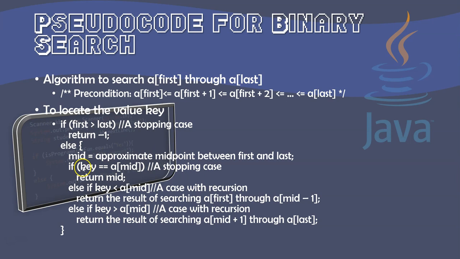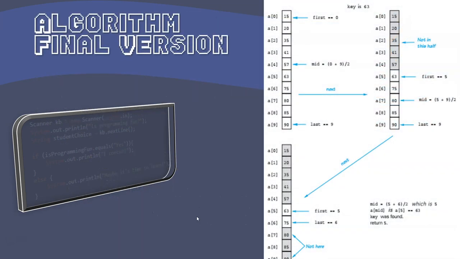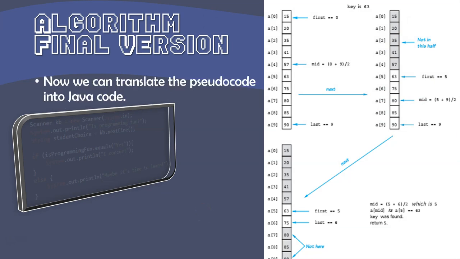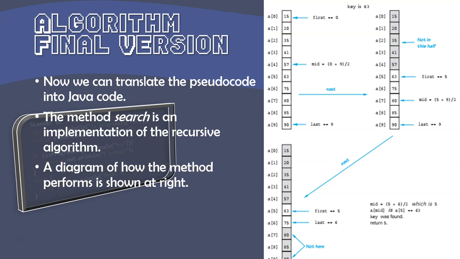Mid is the approximate midpoint. If the key is equal to the middle value, return it; then check if it's less than that, or if it's greater than that. And we look at this with a little bit of code here, and a little bit of algorithm with some kind of values that we can look at. We can start translating this algorithm actually into Java code. And this is going to be done in a method we're going to call search, which is an implementation of it.